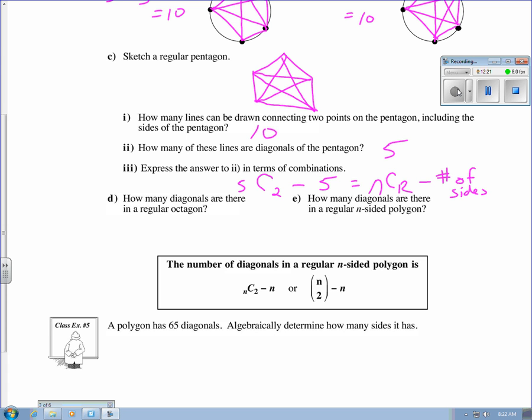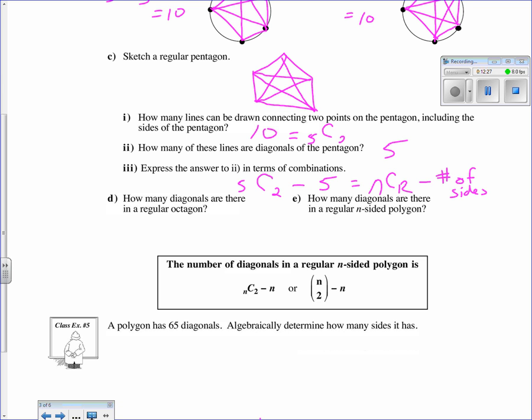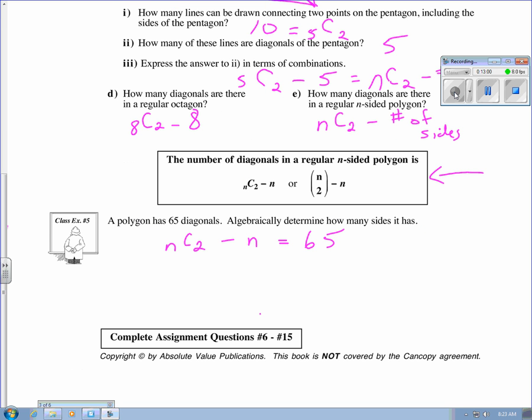Sorry, that previous one should be 5 choose 2, connecting my 10. 5 choose 2, there are 5 sides. The diagonals in my octagon would be 8 choose 2 and then subtract the 8 sides off. In a regular n-sided polygon, it would be n choose 2 minus the number of sides. So my previous formula can be improved because my r should be a 2. So here's that shortcut rule. So now we get to try out that formula.